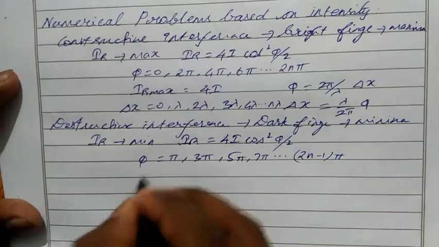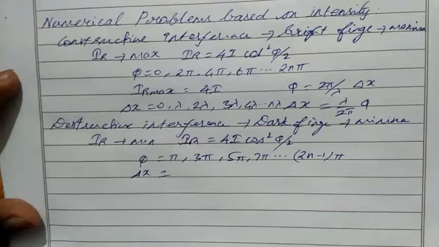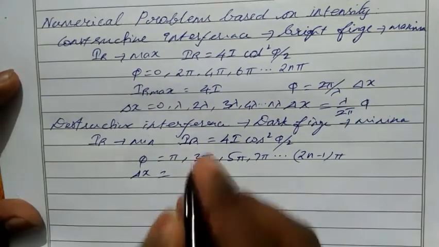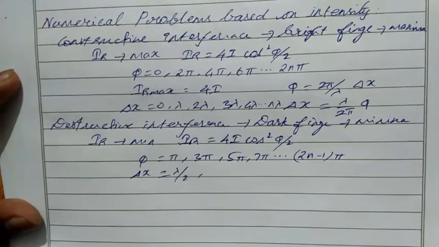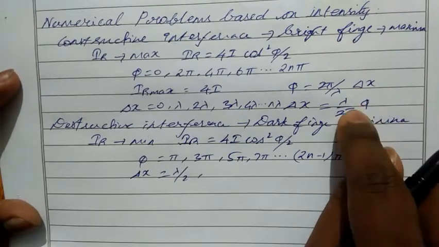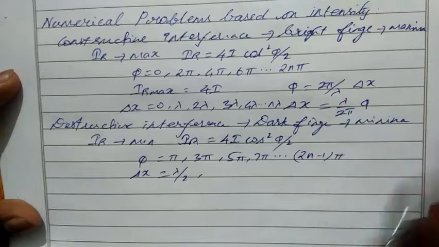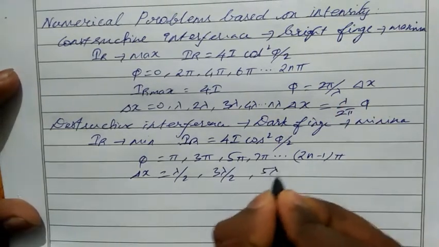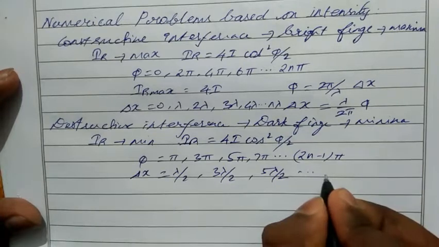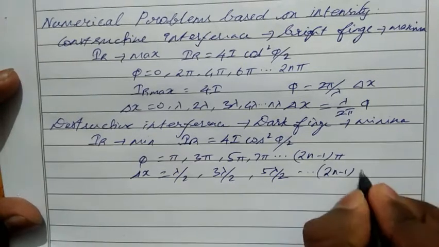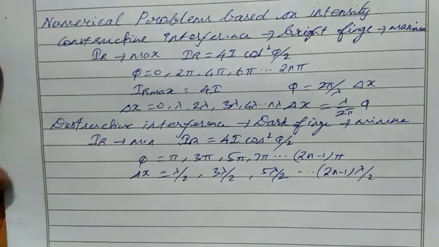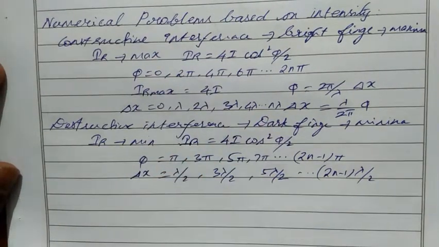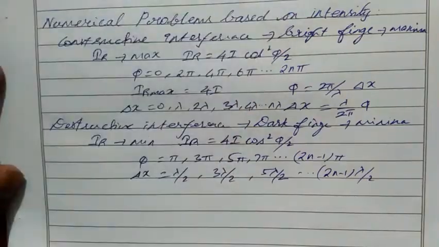Then corresponding path difference, instead of phi substitute pi, pi get cancelled, we have lambda by 2. If we substitute 3 pi, pi get cancelled, we have 3 lambda by 2. 5 pi, 5 lambda by 2. It goes on up to (2n minus 1) lambda by 2. Okay. So these are the formulas which we used in intensity. Let's go to the numerical problems.